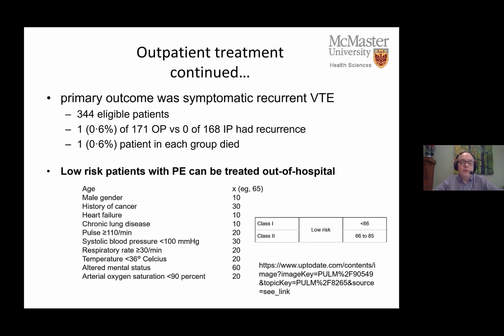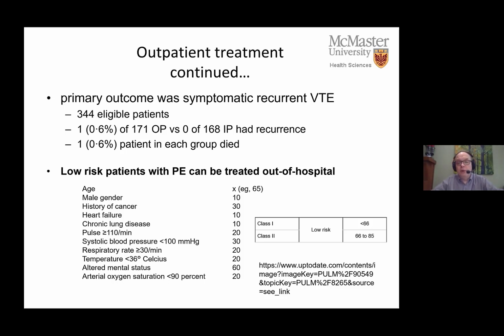There were 344 eligible patients. One of the outpatients versus none of the inpatients had a recurrence, and one patient in each group died. So a large number of patients, and establishes the fact that in low risk patients, you can safely treat patients as an outpatient. What is the PESI score? It's listed here. Basically, it's a numerical scoring system. You add up the numbers. If they have a number less than 66 or 66 to 85, they're class 1 or class 2.